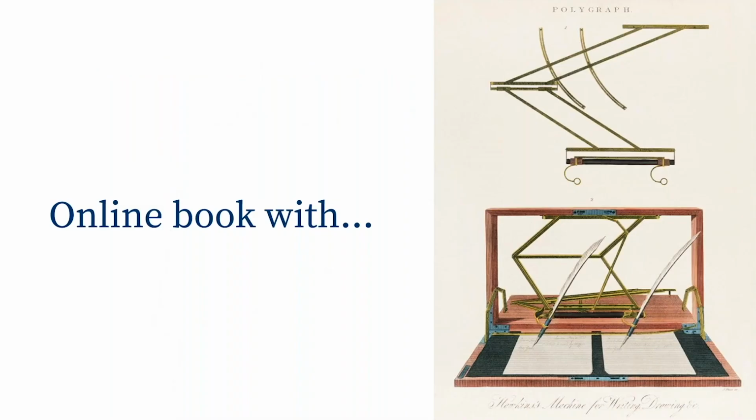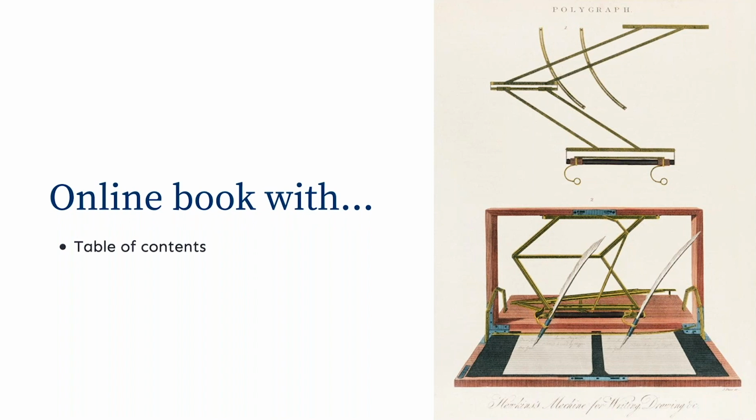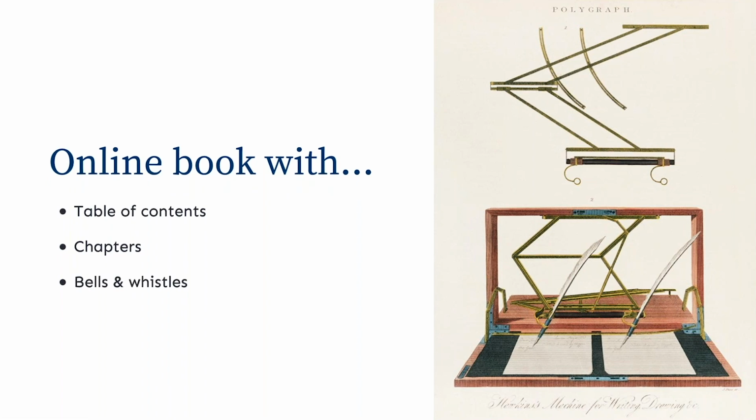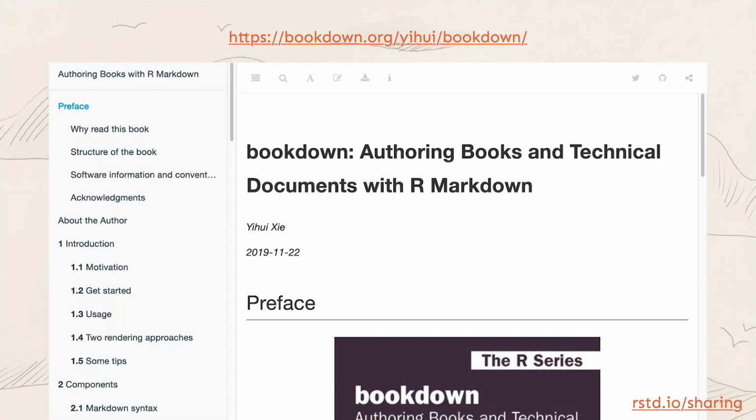And as the package name suggests, Bookdown is a way to build books with R Markdown. And you can use it to build an online book with a table of contents, chapters, in fact, as many chapters as you want, and lots of bells and whistles that we won't be able to cover today. But they're all actually covered in the Bookdown book, which you can see here. And it also happens to be a Bookdown book itself.